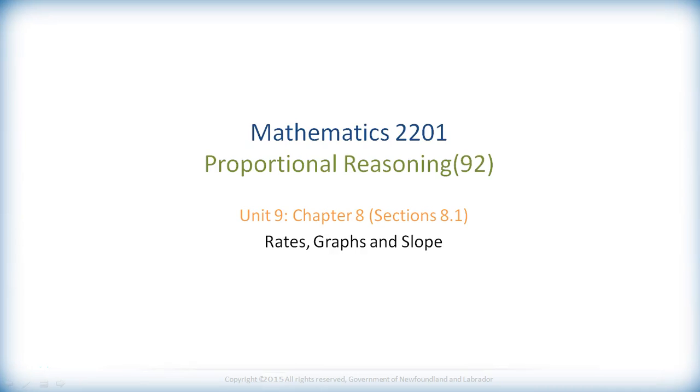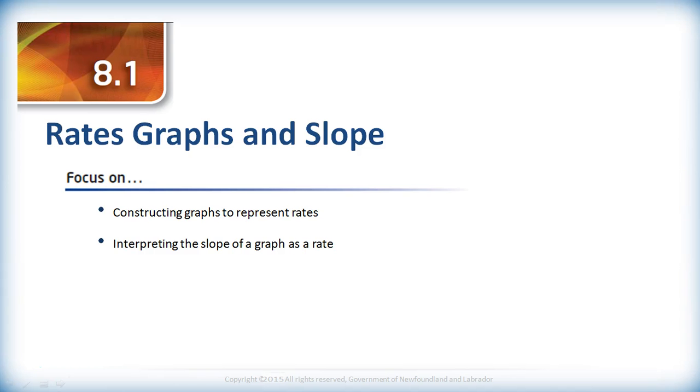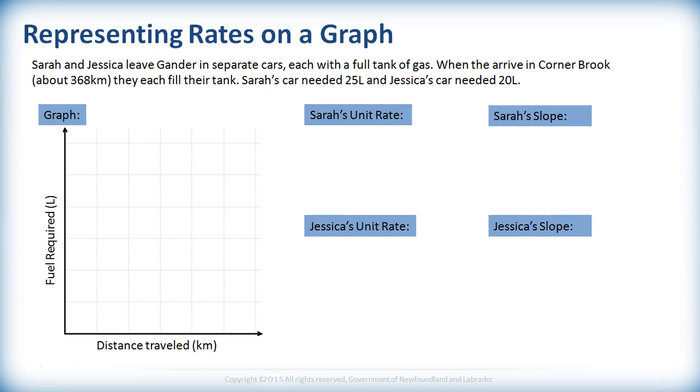Okay, folks, our second topic here in our unit on proportional reasoning. We're still talking about rates, but we're going to talk about rates and graphs and how all that stuff fits together. We're going to look at constructing graphs that can represent rates and interpreting the slope of the graph as a rate and how those two things are connected.